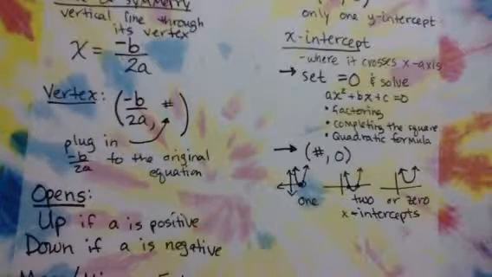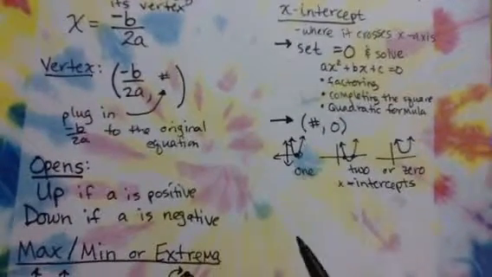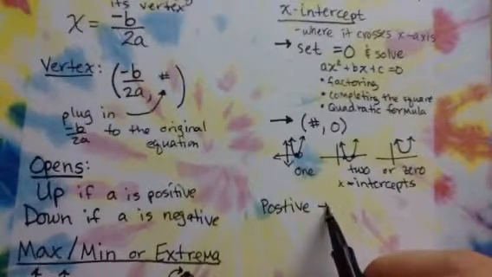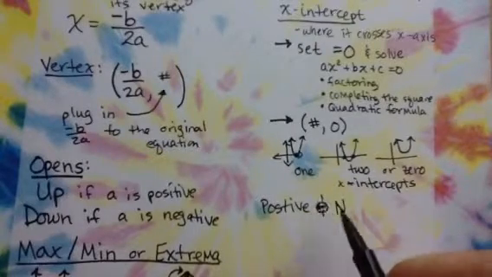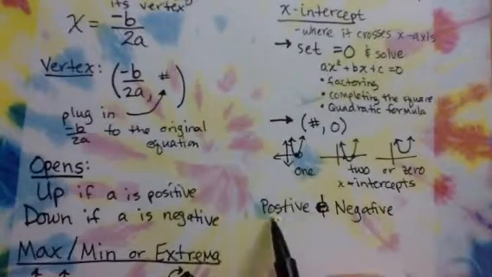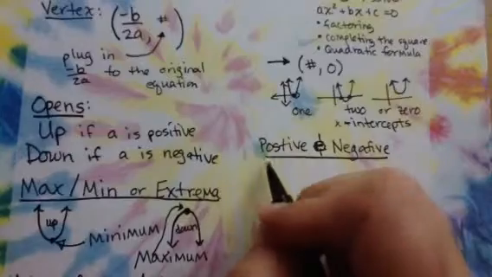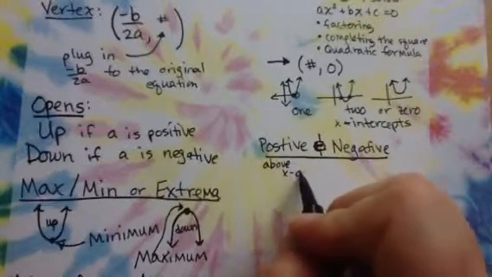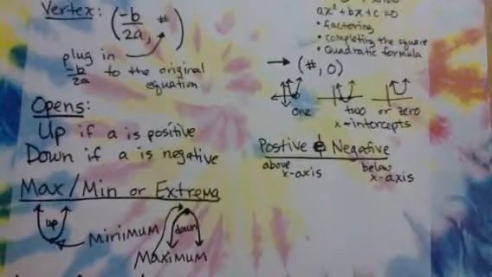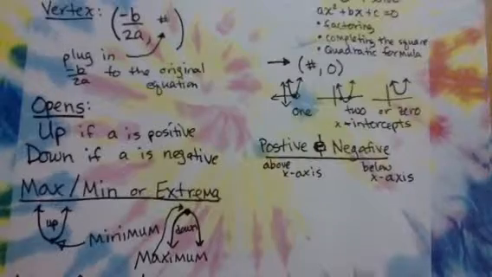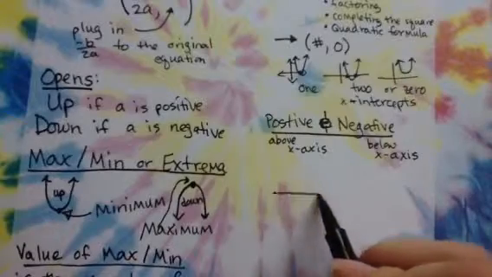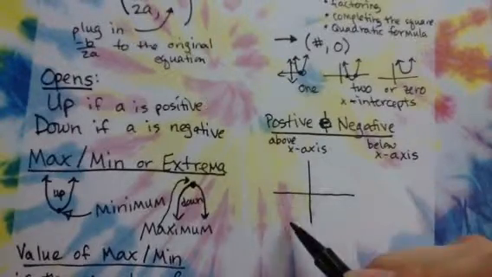The next thing we're going to look at is where the parabola is positive and negative. And that actually has to do with the x-intercepts. Positive means above the x-axis. Negative means below the x-axis. So you're going to have to know what your parabola looks like in order to answer those questions. We'll just start with a rough sketch here, just of any old parabola.